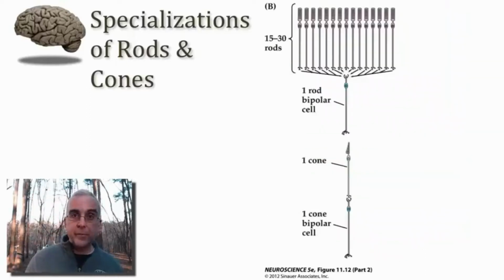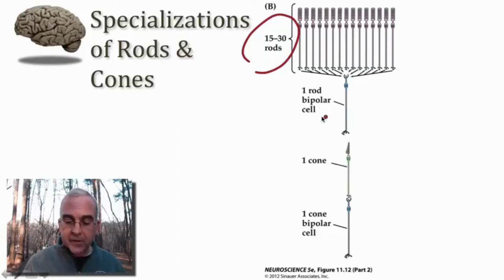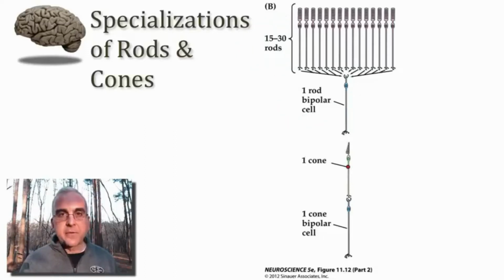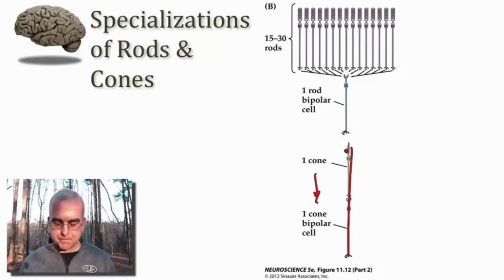Another specialization pertains to the wiring of rods and cones to the ganglion cells, and this is shown rather schematically here in this figure. Notice that about 15 to 30 rods connect up with a single bipolar cell. Contrast that to the cone system, given this one-to-one relationship, and this cone bipolar cell can be sensitive to a much more narrow spatial channel as photons interact with the retina.